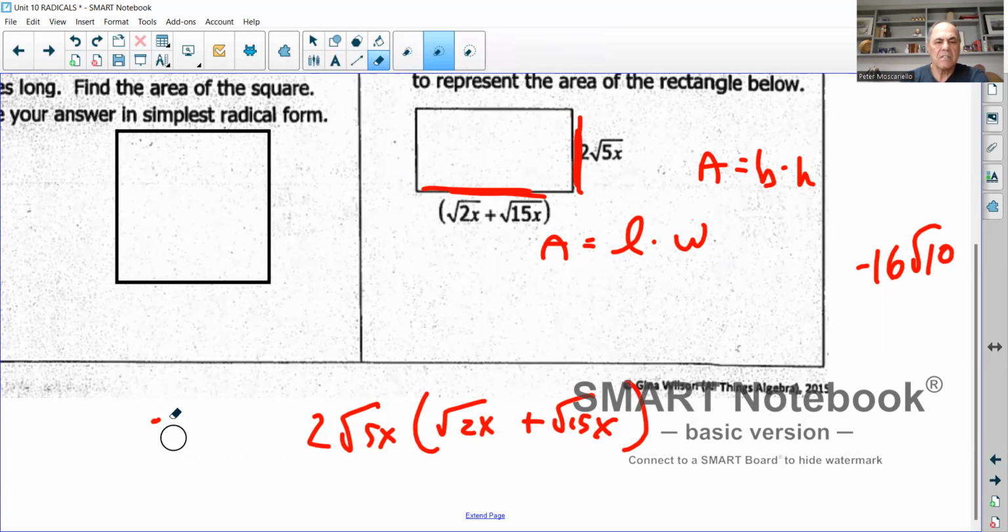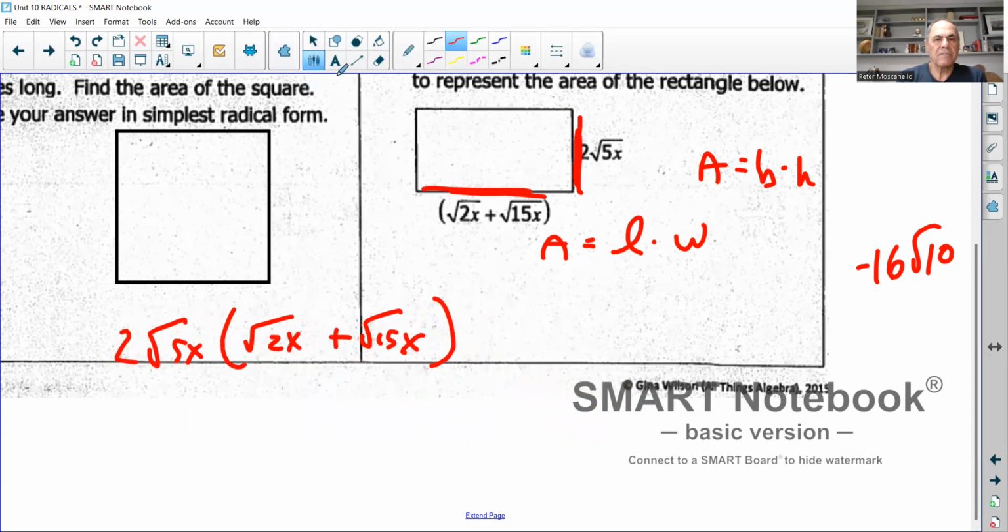So now we get some variables in there, and I'm glad this came up because the homework sheet's going to have this too. It's distributive. This times this. All right, let's do it on the side. It's 2 root 5x times root 2x. Coefficients, 2 times 1 is 2. Now you multiply the insides.